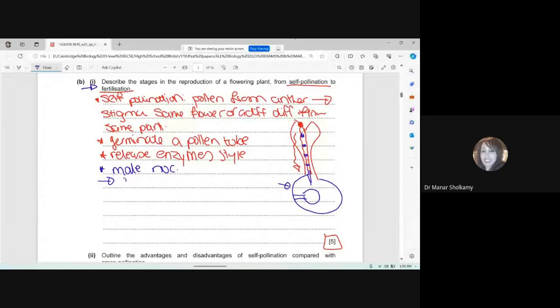Very good, the ovary. And what is found inside the ovary? What is this? Ovule. Micropyle. Ovule. No, the micropyle is the opening. We will mention it now. And what is inside the ovule?